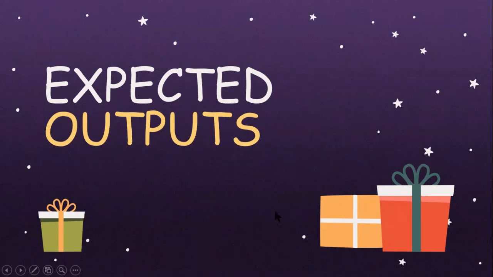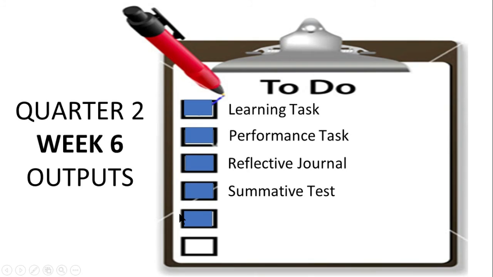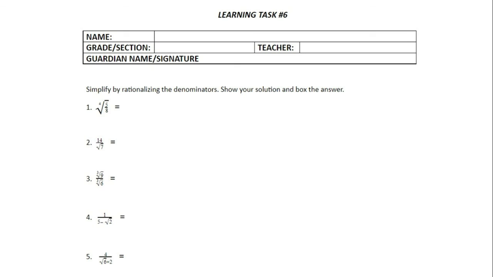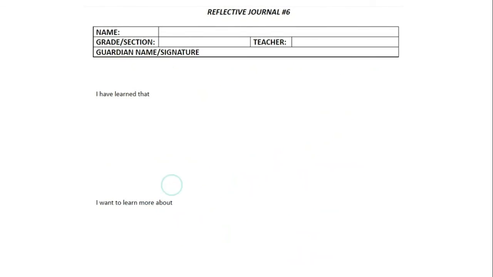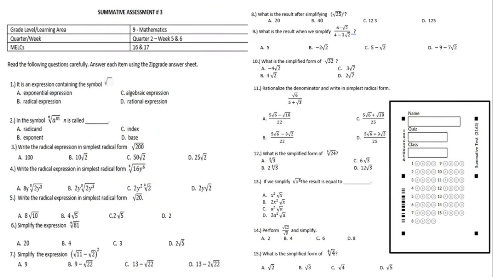Okay, class, we have the following expected outputs for this week. We have the learning task, performance task, reflective journal, and summative test. Okay, this is the learning tasks. This is the performance task. And we have the reflective journal. You just have to write something about what you have learned. And we have the summative test.